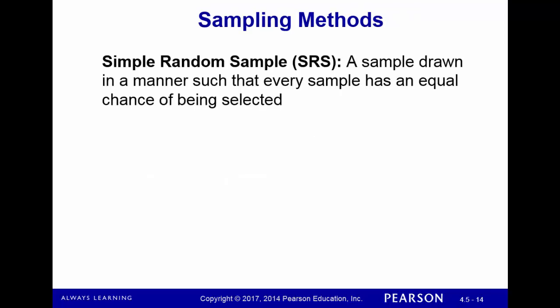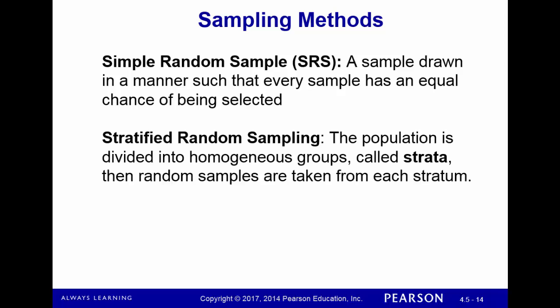The methods by which we can take samples. We can do a simple random sample. It's drawn in such a way that every sample is equally likely to be selected. Stratified sampling is where the population is divided into homogeneous groups called strata, and then random samples are taken from each stratum. For instance, if we divided our population by political affiliation, Republicans, Democrats, Independents, etc., and then we take a random sample from each of those groups. Each of those groups is homogeneous.